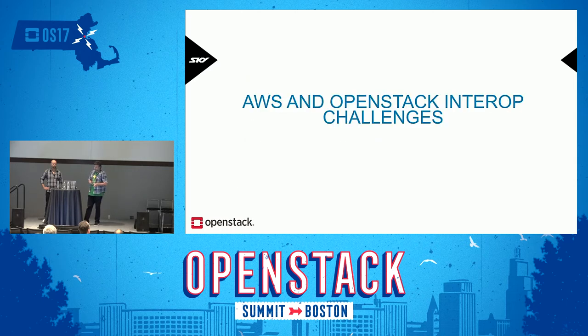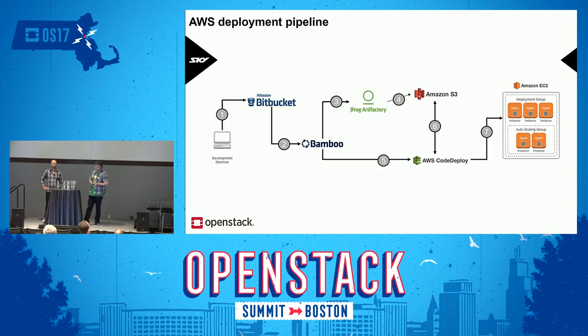So what I'll do is figure out how to use the pointer. There we go. So this is the existing pipeline that the developers had in AWS. So there's a few different components there. They were using the Atlassian suite, using Bitbucket and Bamboo. So basically, the developers would go through the normal process. They'd develop code, they'd commit it, they'd merge it. Pull requests would be issued.